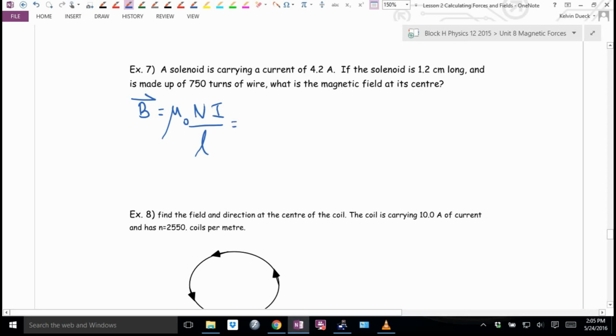And this is what I want to write down, and you're all going to want to type this in because some of you might get an error. Mu naught is 4 pi times 10 to the -7. N is the number of turns of wire. Travis, how many turns of wire have we wrapped around this solenoid? Yep. Travis, what's the current running through this solenoid? Divided by, what's the length of this solenoid? Don't say 1.2.